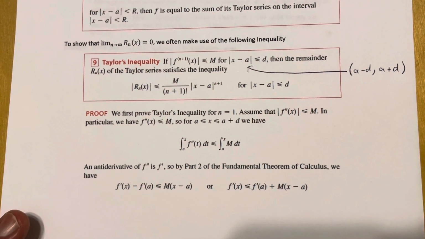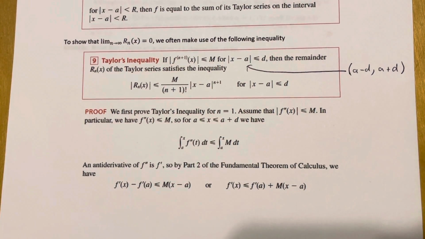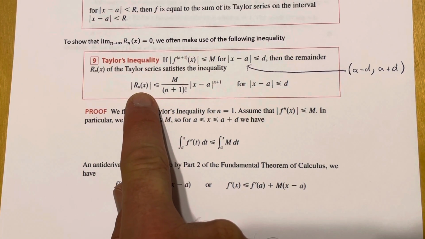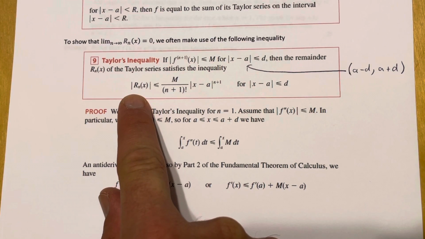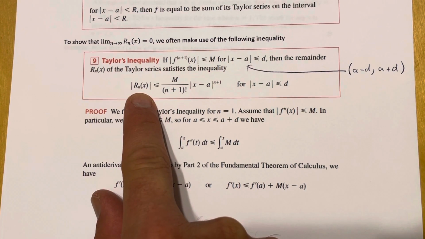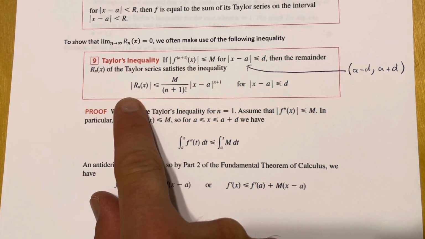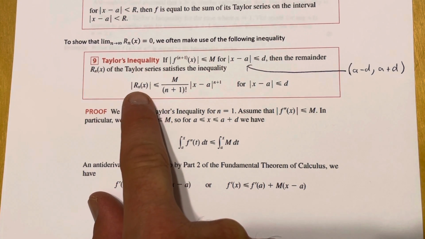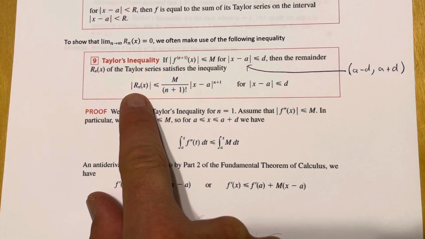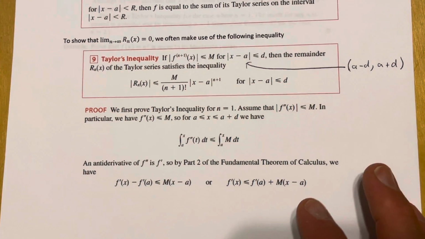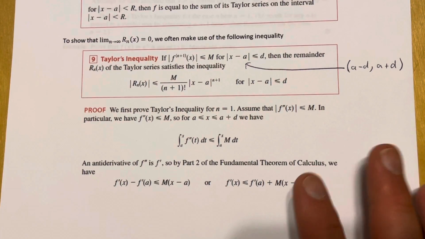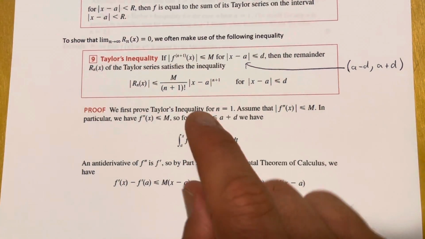Okay, so where we left off in the last video is we introduced Taylor's inequality. And the point of Taylor's inequality is that it puts a bound, an upper bound, on the absolute value of our remainder term. And remember, the reason we're concerned with the remainder term is if we can show that the remainder term goes to 0 as n goes to infinity, then that's how we show that a function is equal to its Taylor series centered at whatever number a we're using.